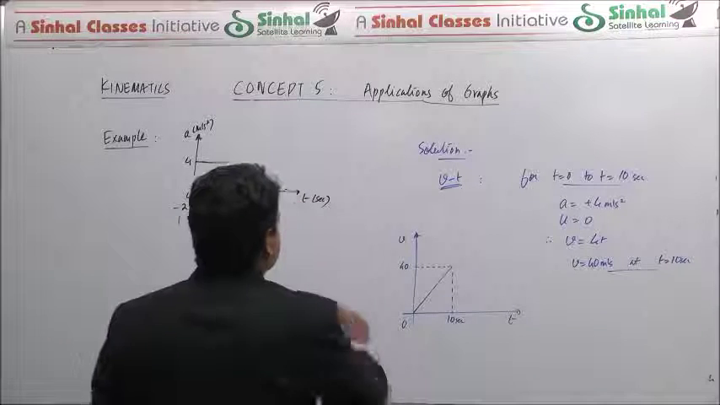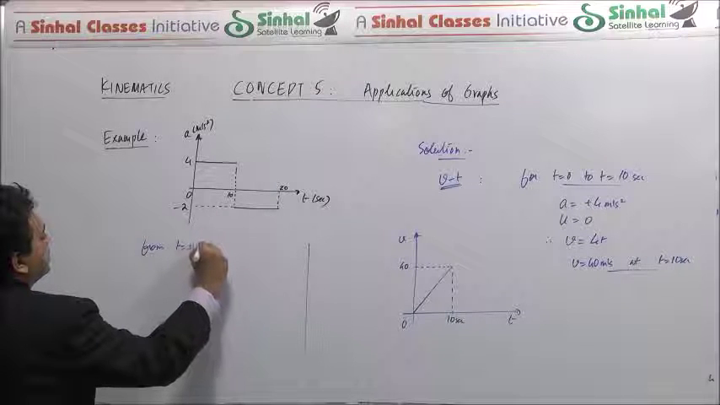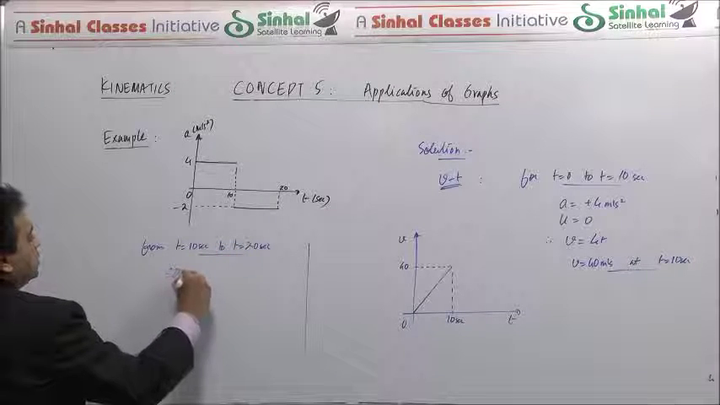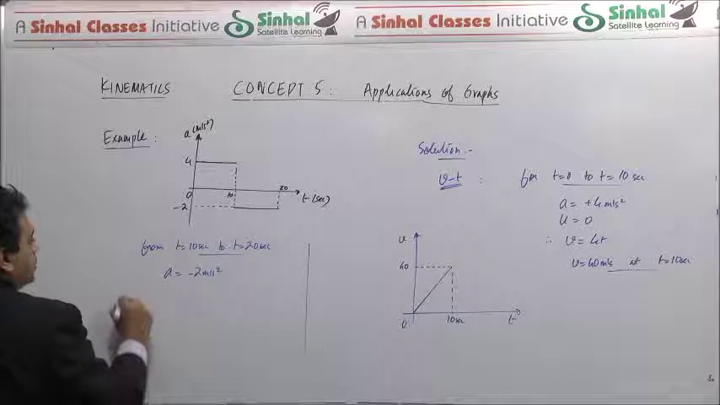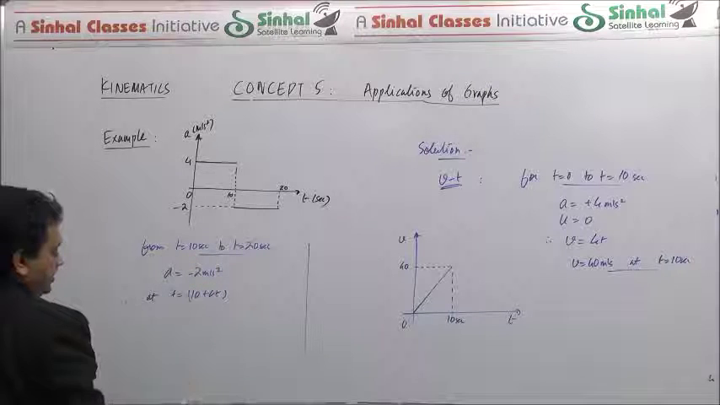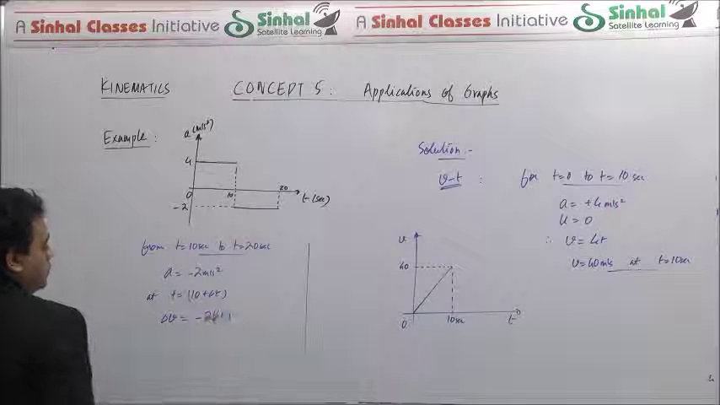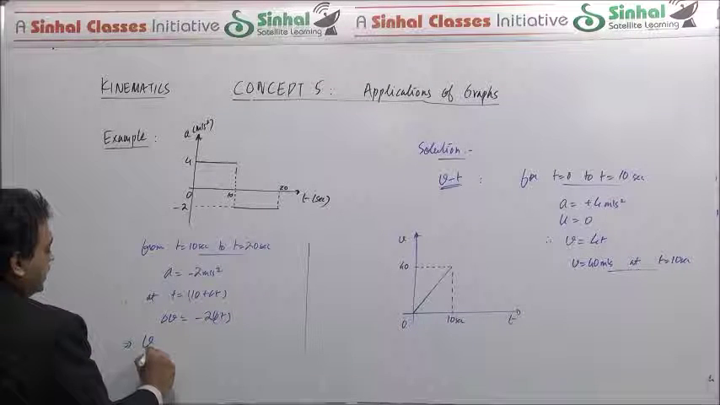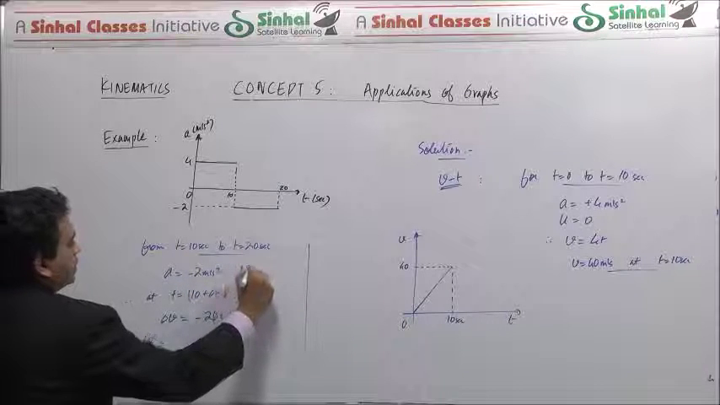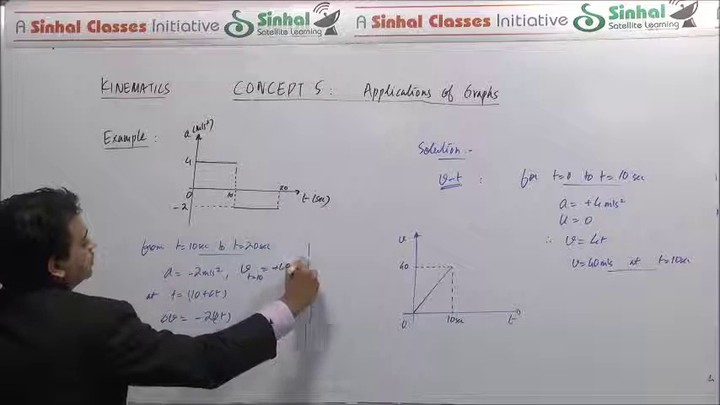Now the second part of the graph: from t equal to 10 seconds to t equal to 20 seconds, the acceleration is minus 2 meters per second square. Therefore, at t equal to 10 plus delta t, something in between 10 and 20, the change in velocity is minus 2 delta t. Now we also know that velocity at t equal to 10 is plus 40 meters per second. That is known from that graph.